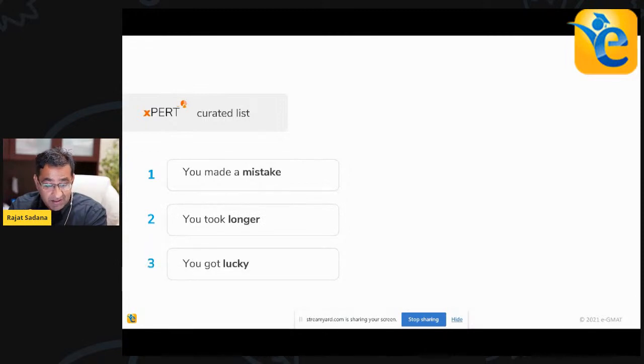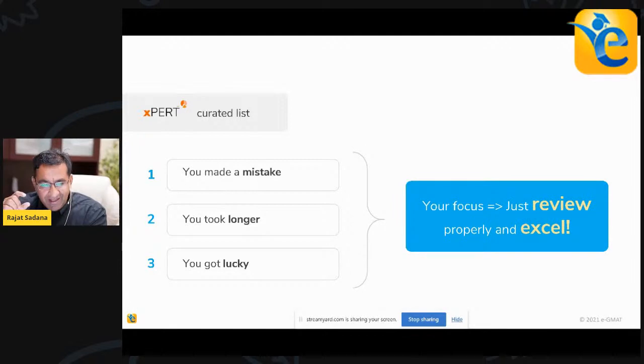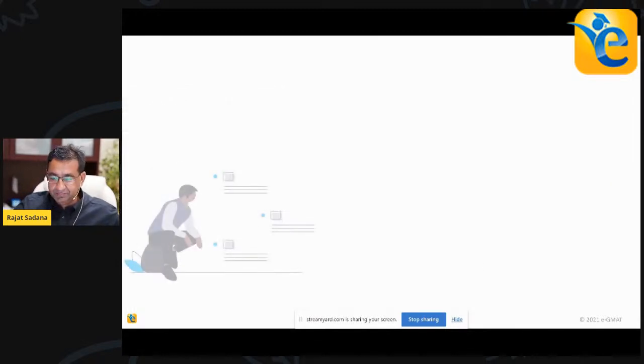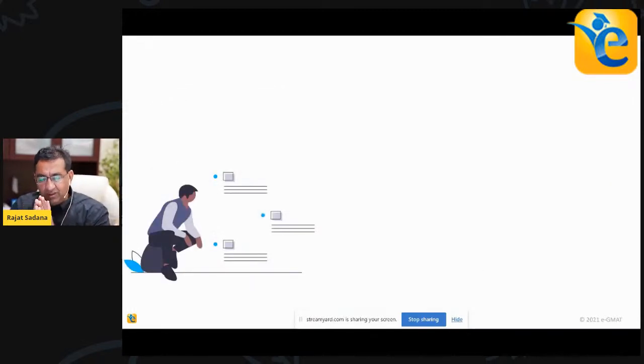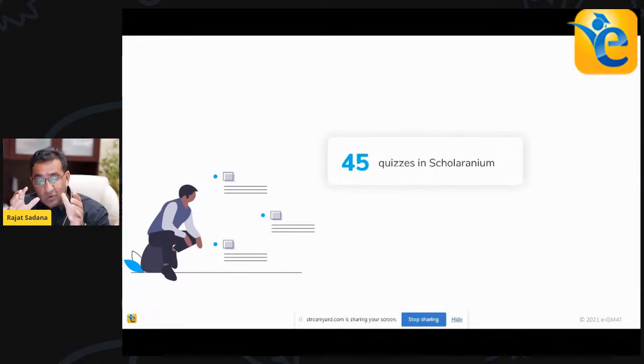And this is what an expert curated list does for you. And the beauty of this is your focus is no longer required to create that list. Your focus is primarily there to look at the recommendations, act upon them, and excel. Think about it this way, an average e-GMAT student takes about 45 quizzes in Scholaranium. Even if you get 5% more out of each quiz, imagine the kind of score improvements we will see. Imagine, just imagine that. And this is what we've done. We've simplified the curation at a quiz level as well as the review at a question level.